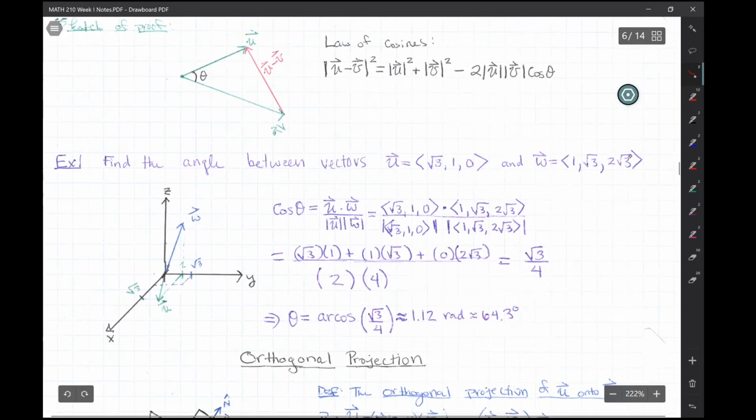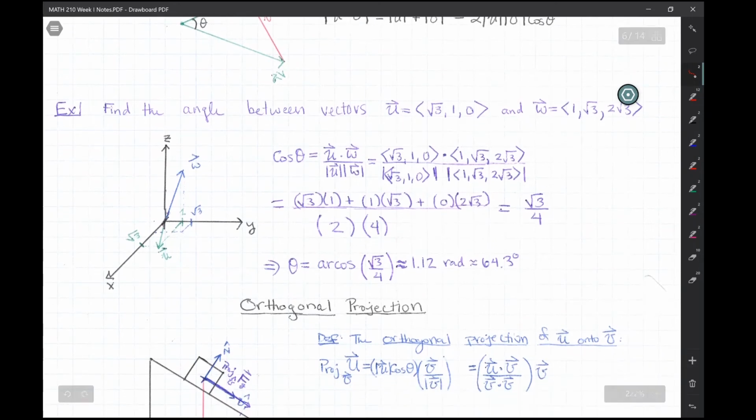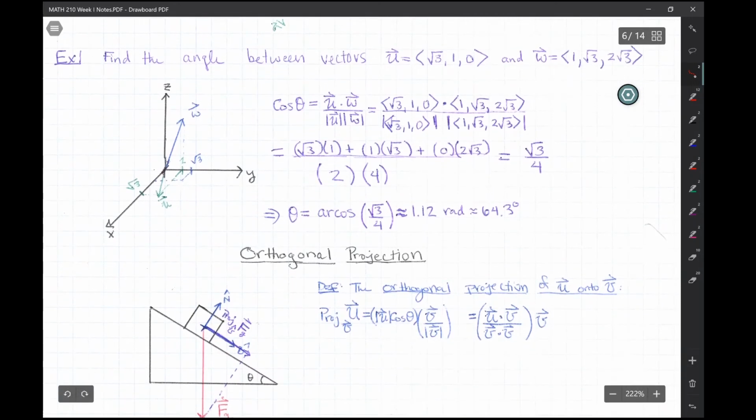Now that's really nice, because if you drew two vectors like this in space, you can't eyeball the angle between them. That's not easy. You can't just sit around and say, oh, that looks like it's going to be 30 degrees over there. No, you can't do that. Now we have a very precise way of computing the angle between two vectors.